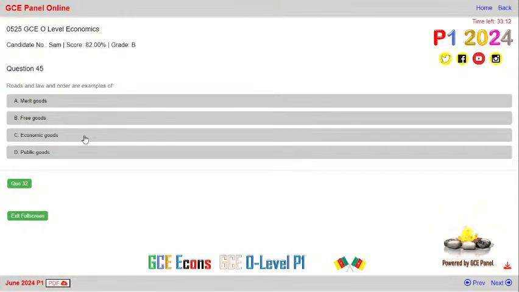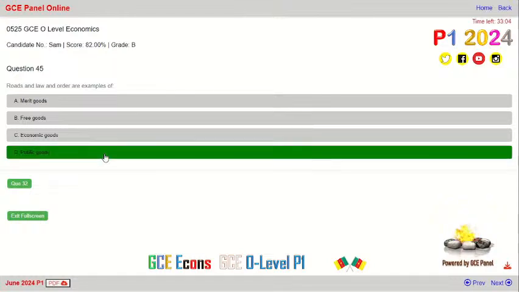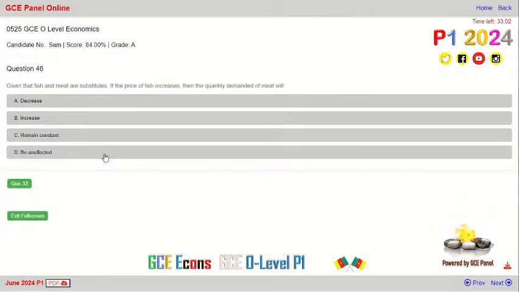Question 45. Roads and law and order are examples of. Yep, these are public goods, right? Roads are public goods. Public goods. Yay! I have just hit an A grade at 84% on this platform. Unlike in the GCE where you have your 70%, here this platform gives an A grade from 84%.